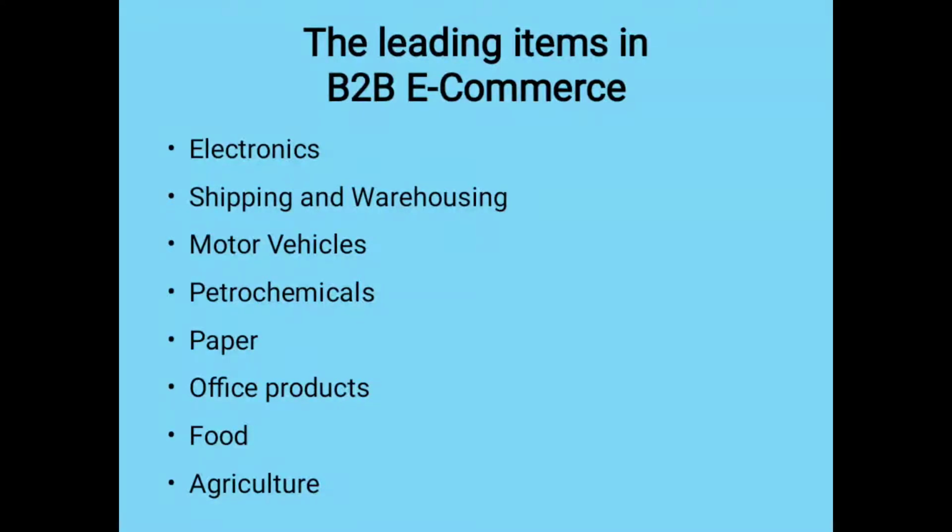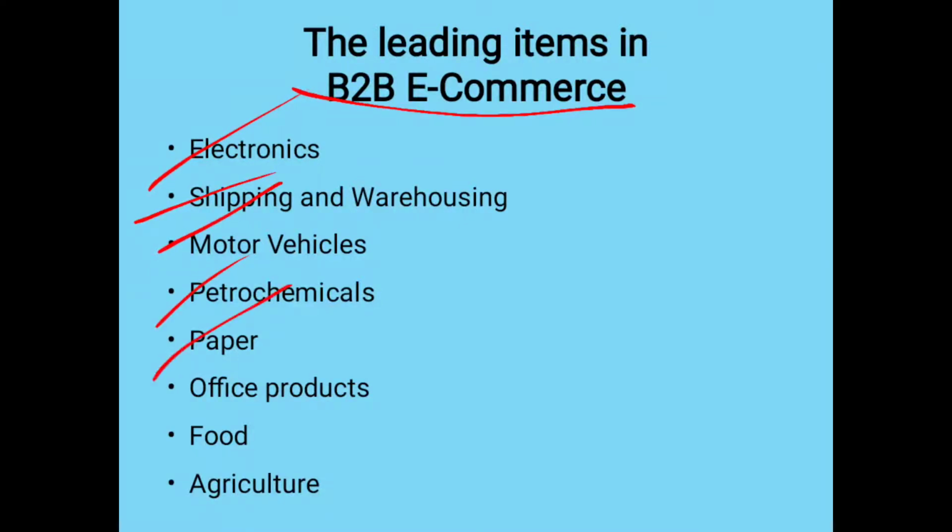So the leading items in B2B e-commerce, almost every item is there, but just to give you some examples of which companies are today having this forum B2B. So electronics, all electronic gadgets, the wholesalers and the manufacturers have that, or spare parts electronic companies have that. Shipping and warehousing, there are shipping and warehousing companies and manufacturing companies, they are linking with their websites. Then motor vehicles, you know that motor vehicle showrooms are there, then manufacturers are there, in between wholesalers are there, all those things get connected with that.